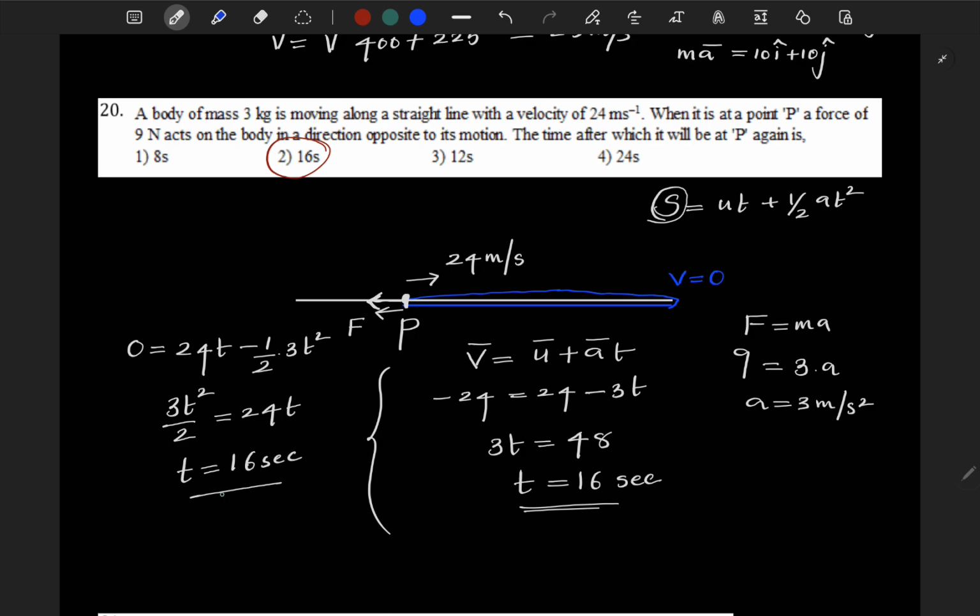So both will give you the same answer, but what you have to understand is that when the retarding force is acting on it, the velocity becomes 0. Again it will come back and have the same velocity. That is what is required here. Otherwise this is simply solved using s equal to ut plus half at square, where it reaches point P again, so displacement becomes 0.